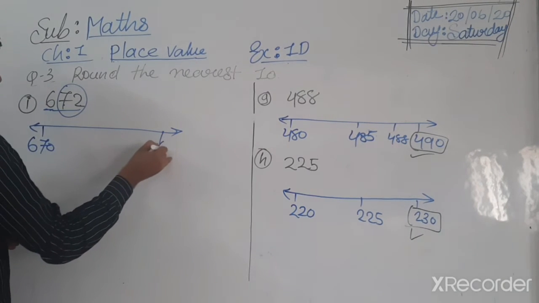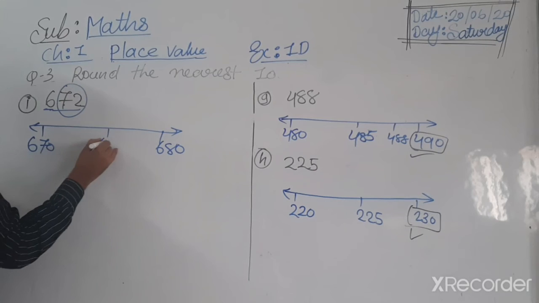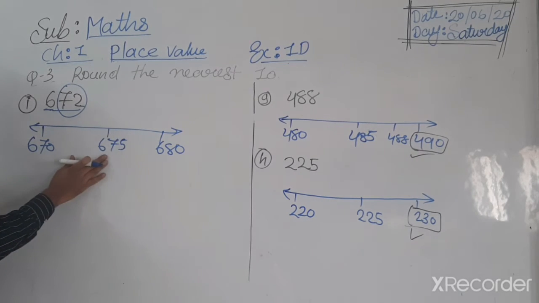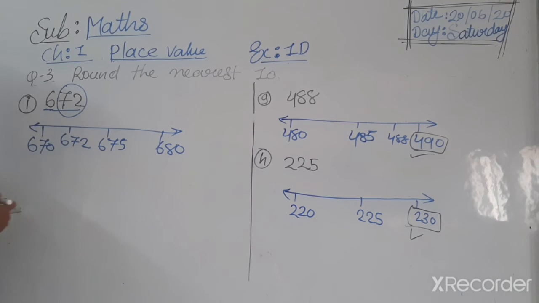670 and 680. In between which number? 675. 672 comes before 675. So which number is the nearest to 672? 670. Okay, then the last question, J.